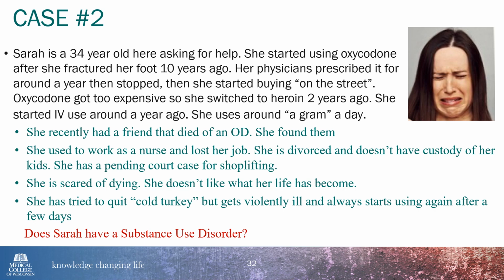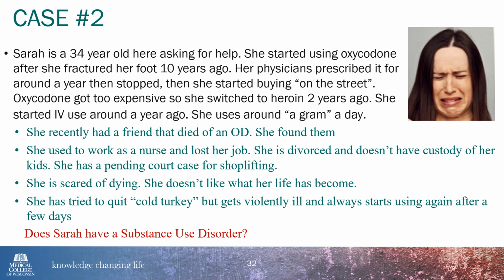Sarah's scared. She recently had a friend that died of an opioid overdose. She found that person. She used to work as a nurse and lost her job. She's divorced. She doesn't have kid custody. She's been caught shoplifting and has some legal implications of that. She's just scared that she's going to die. She's seeing it all around her. And she doesn't like what her life has become. She wants to stop using. She's tried to quit cold turkey, but the withdrawal symptoms were so severe, she's always started to use again.